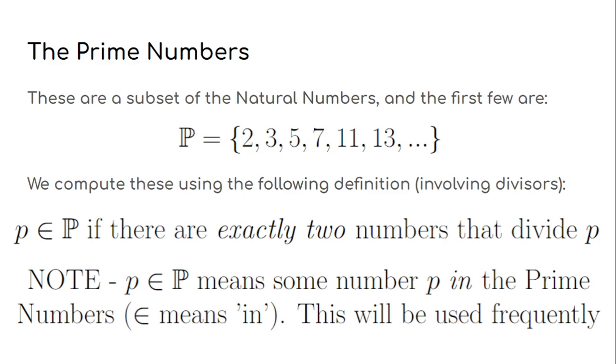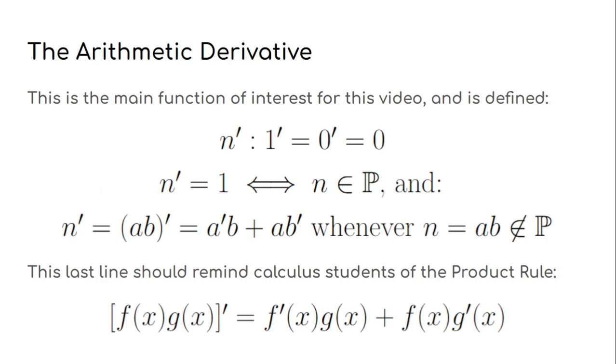Now you won't necessarily see this notation everywhere, but I will notate the collection of all such prime numbers using this mathsy looking capital P. An important property of these numbers is that every natural number can be expressed as a unique product of prime numbers. So essentially, primes are the primitive building blocks of the natural numbers, hence the name. Now we know what a prime number is, we can define what n prime is, namely, the arithmetic derivative. So for any natural number, n prime is the arithmetic derivative of n, which is defined as follows.